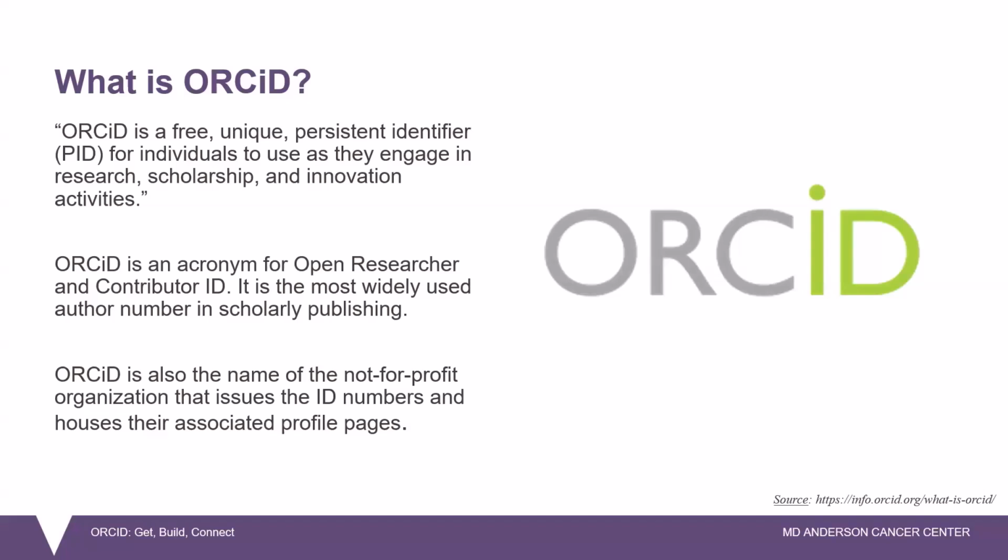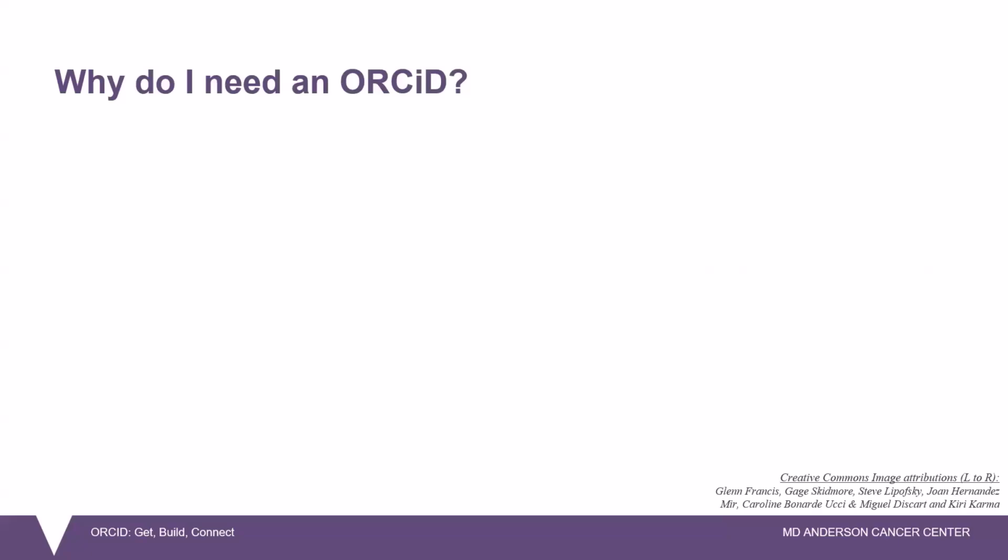Hi, good afternoon. So ORCID is a free, unique, persistent identifier for individuals to use as they engage in research, scholarship, and innovation activities. So that's how they define their service. It's also the name of the organization that supplies these services. And what you're basically getting is a number assigned to you and then a profile page that's associated with that unique number. All of the ORCID services are free. Next slide. So why would you want a number like this?